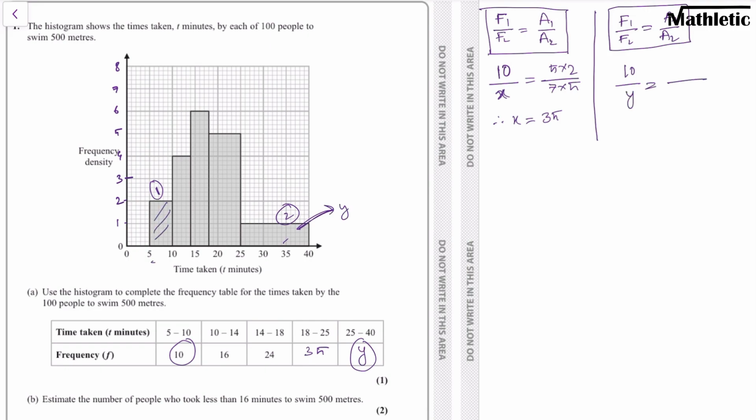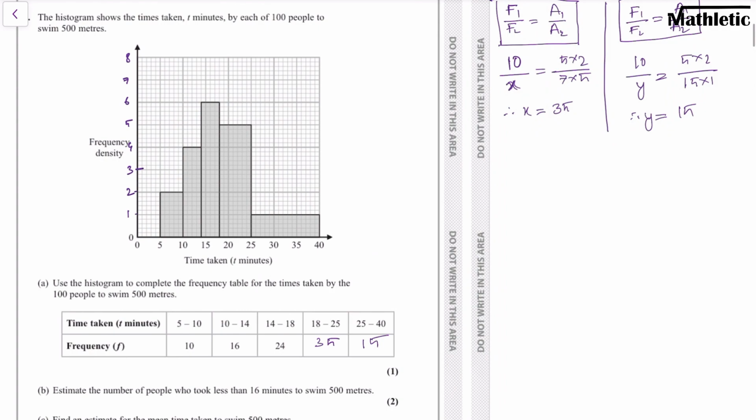Area of the first bar, 5 into 2. Area of the second bar, this one. So 25 to 40, we have 15, and the height of this bar is actually 1, so 15 into 1. Solving this will give you the value for Y, which is the frequency of the last bar. That's 15. So I'm done with part A. The table is completed. In total, you have 100 people. If you add all these frequencies, you will get 100, so you can cross-check whether your answers are correct, because the sum must be 100.